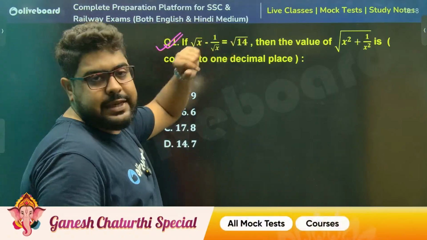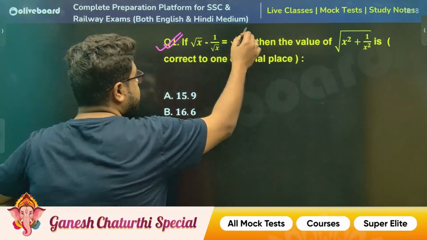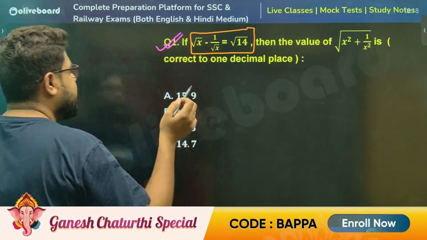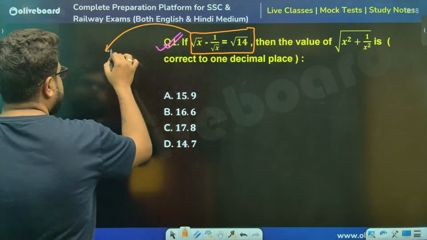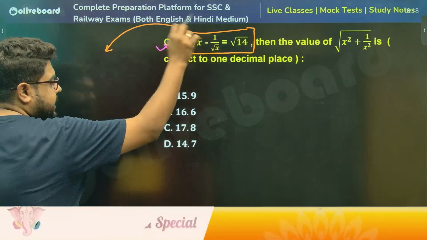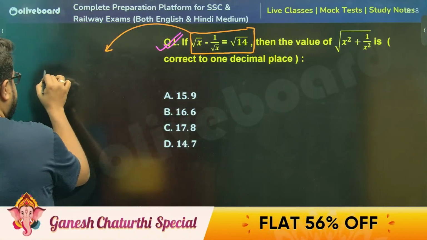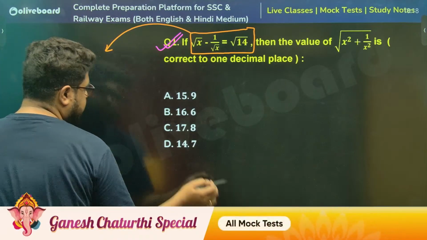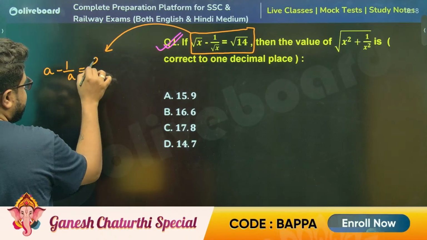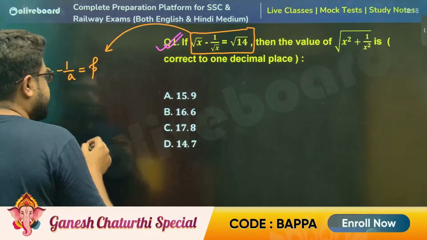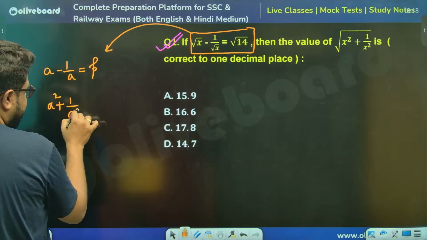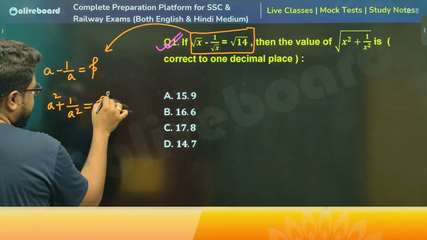Sir, root x is given. Root x minus 1 by root x. This is not a very difficult question, honestly. Let's see. From there, if I take the square, because I know one thing, or rather I should write it like this: a minus 1 by a, if that is equal to, let's say, p, then a square plus 1 by a square will be p square plus 2.